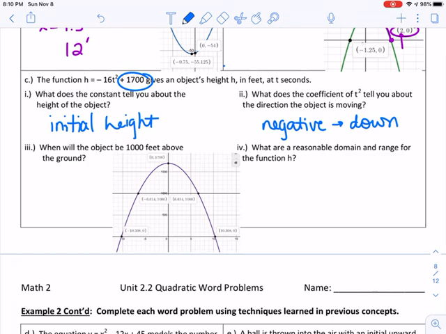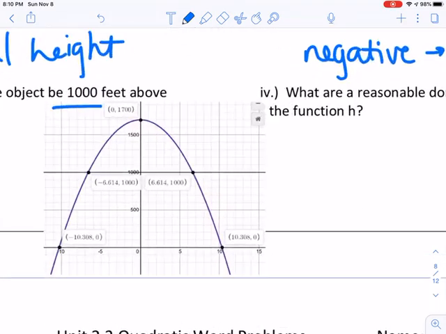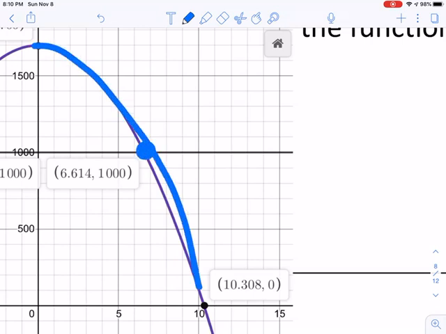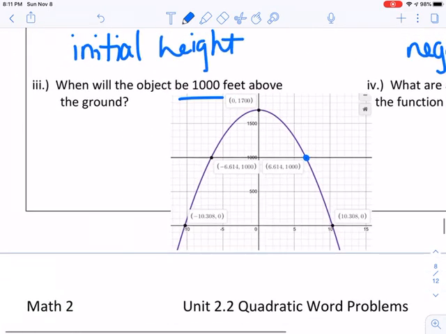Part 3, when will the object be 1,000 feet above the ground? Okay, well, I went ahead and graphed 1,000 feet, and we can see that the projectile graph and the 1,000 feet graph intersect at about 6.6 seconds. 6.614 seconds.